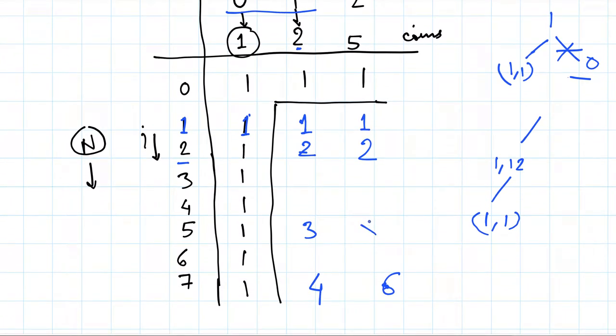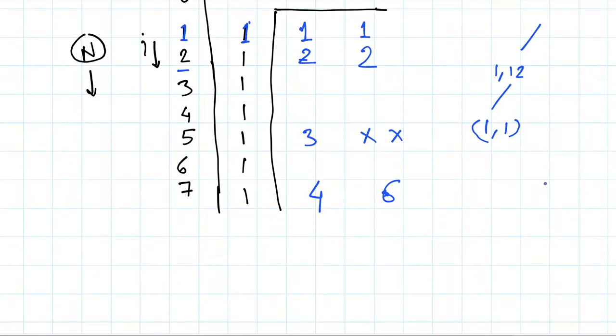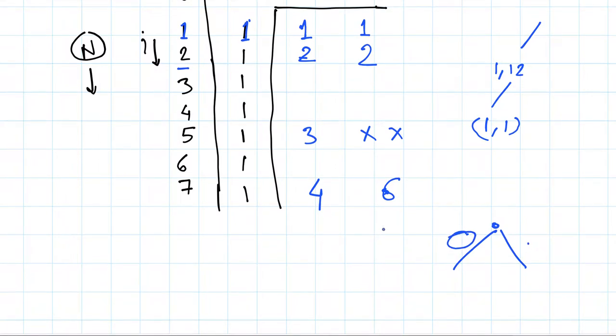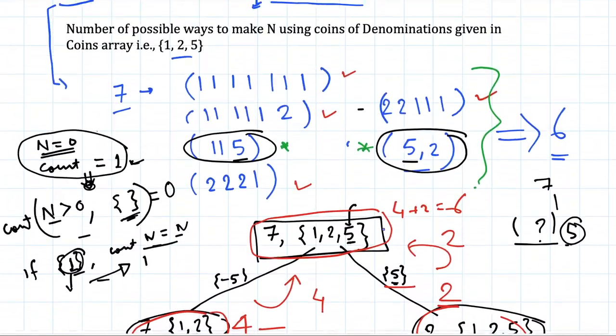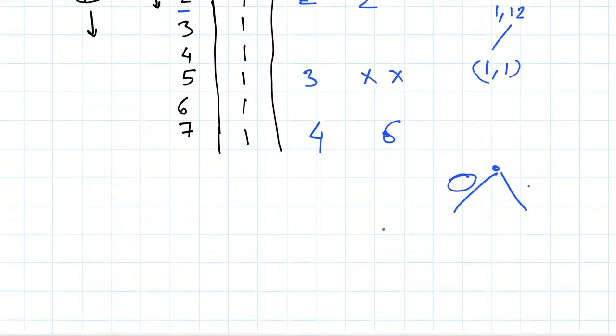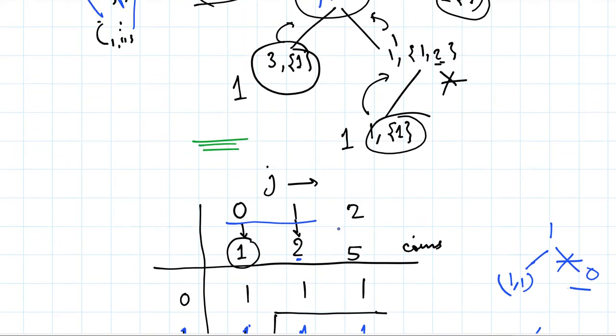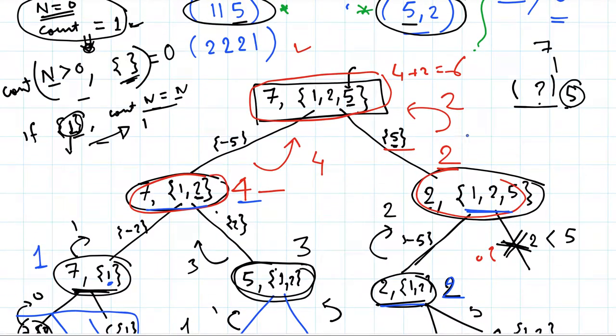So for calculating other values also, we can just break it into two branches, one excluding the last coin and one including the last coin. So now let's write the code for this. So filling this table would mean resolving this recursive tree. So you can try out and find other values. So let's first look at the code.